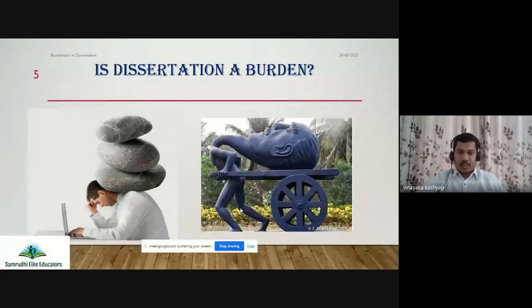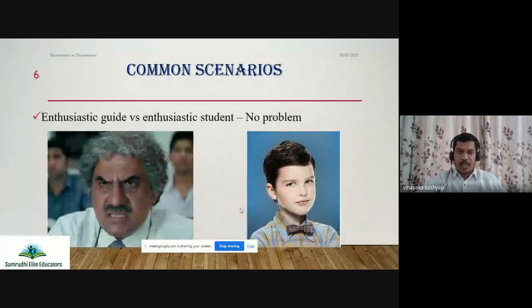So coming to this, yes, is dissertation a burden? Yes, most of you feel it is, but exactly it is not so. Once you can understand what exactly it is, then this is no more a burden. So we'll come with the common scenarios. Okay, what exactly happens as soon as you join a PG? The first thing that runs in your mind is, okay, which topic to select. So there are a few scenarios.